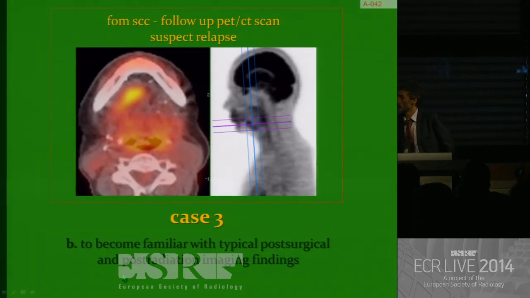Case number 3, and we move to topic number 2: to become familiar with typical post-surgical and post-radiation imaging findings. This is a case of a colleague treated for left floor of the mouth squamous cell carcinoma. As you may see very well, the PET scan shows some activation on the right side, so contralateral to where the tumor was. And this is called a recurrent tumor.